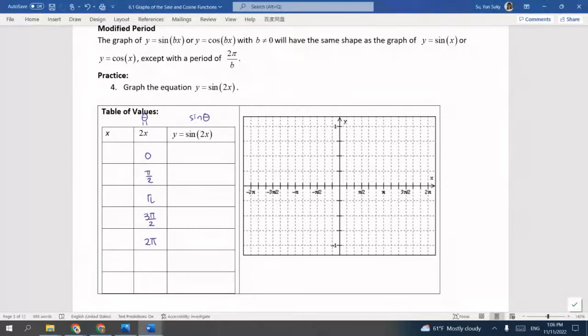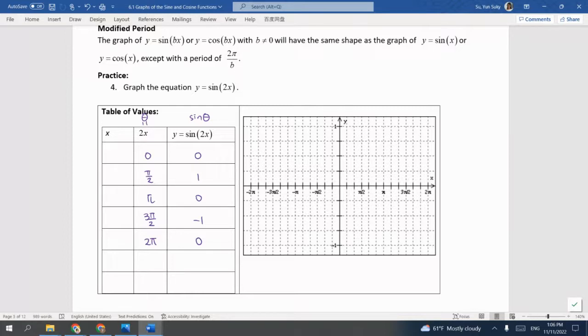So if the inner function is not just x, but like 2x or something else, you always let that be theta, and you start with those theta values. Your theta values are always 0, pi over 2, pi, 3 pi over 2, and 2 pi. And then your sine of theta is always 0, 1, 0, minus 1, 0. So these are the five key points. Is that okay, everybody?